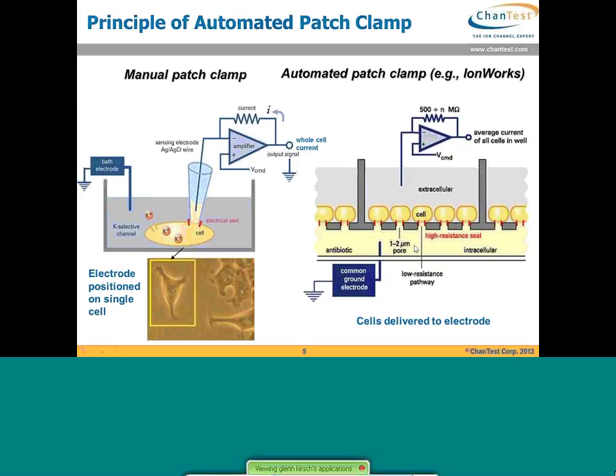Essentially, it's a miniaturized version of manual patch clamping with automated solution additions, and we're using the Barracuda instrument in single hole mode in some of the cell line development steps, and then primarily in the population patch clamp (PPC) mode for assay development.